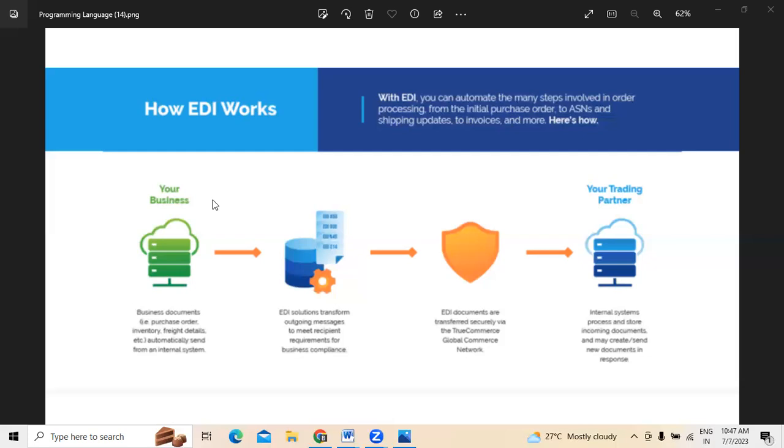So when we are working in the healthcare sector, or wherever it is needed, this is all about the EDI part.